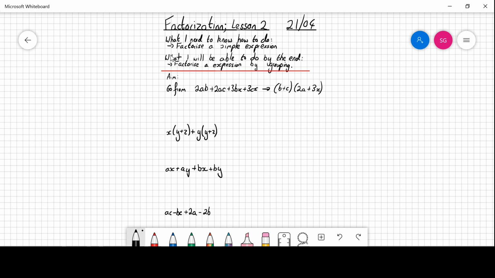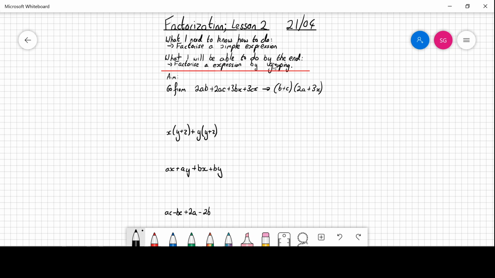Now, what we're going to be doing today is focusing on how we would factorize an expression by grouping. So this obviously is us taking our first step towards quadratics. Again, this is revision for most of you, so this shouldn't be too difficult. It might be tough for some of you. It's totally fine if it is, but let me know and I'll help you as much as I can.